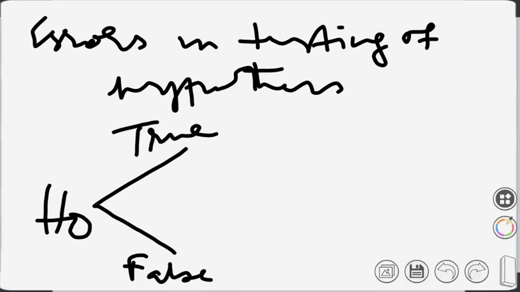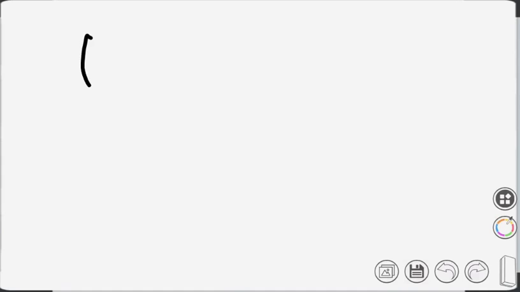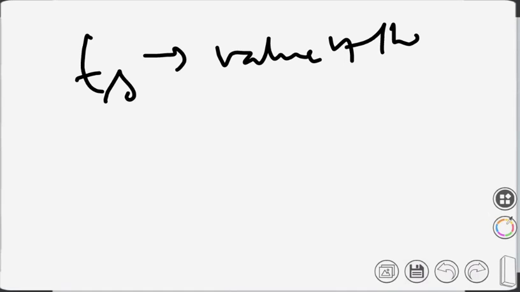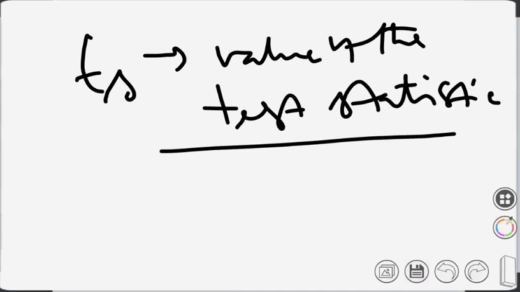Okay, I'll just write one thing. TS means test statistic. I'll denote the test statistic as TS. TS is the value of the test statistic. Why am I saying this is a statistic? Because it will be obtained through the use of the sample.